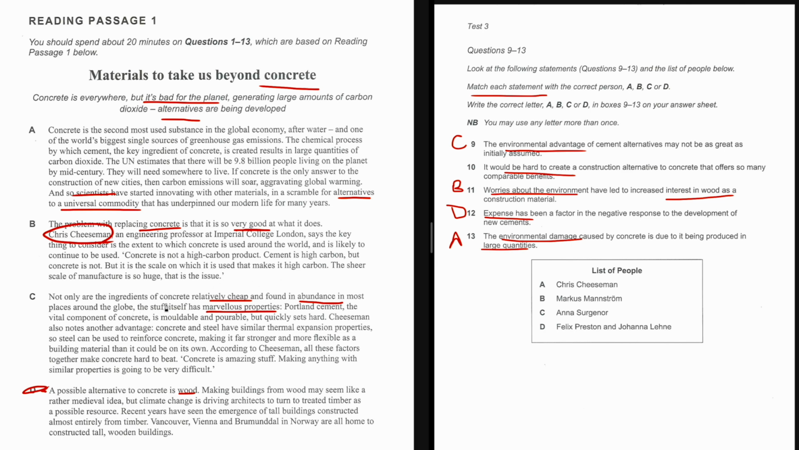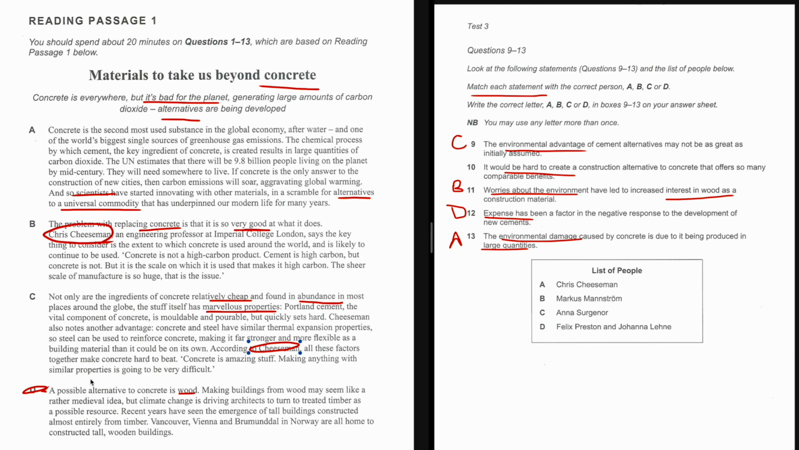Okay. So, did he continue? Maybe we have this name here again. According to this guy, all these factors together make concrete hard to beat. Oh, hard to beat. Concrete is amazing stuff. Making anything with similar products is going to be very difficult. It would be hard to create a construction alternative to concrete that offers so many comparable benefits. Yeah, it's hard to beat.